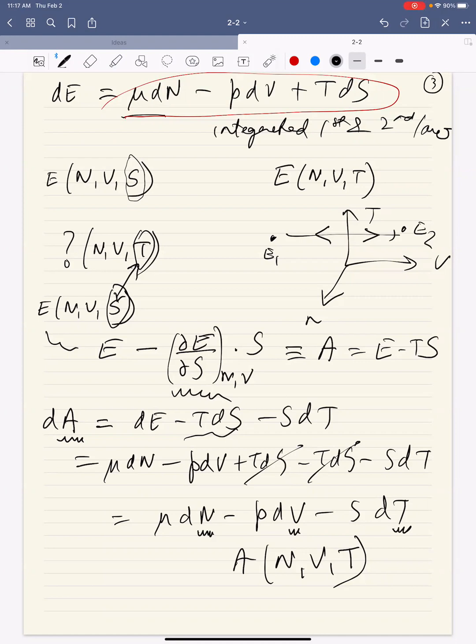Anytime you have three, you can almost think of a menu now where you have N, V, and E. These three are extensive, right? And their corresponding intensive parameters, or conjugate parameters, are mu, pressure, and temperature, right? So you can work with any three. You can work with N, P, T. You can work with mu, V, E. You cannot work with N, mu, and T.